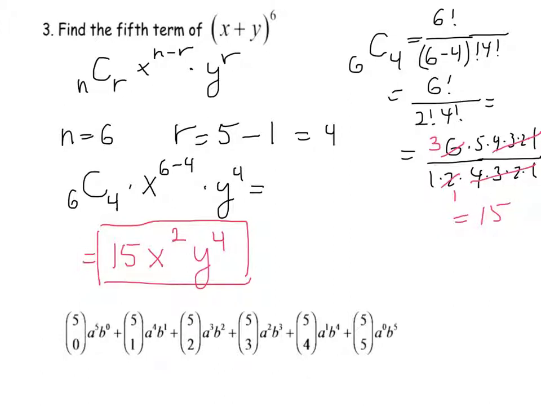I copied and pasted again a binomial expansion to the fifth power for you, just so you can see that when you have a binomial expansion to the fifth power, we start out with r equals 0 in the first term and r equals 1 in the second term. So in the fifth term, my r will equal 4, and that's the reason why we had to calculate in the fifth term 5 minus 1 equals 4.